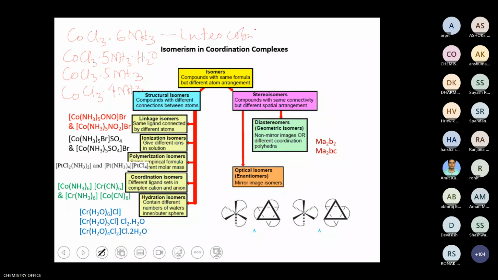luteo-cobaltic, luteo, then rosio, then praseo, okay, and purpureo and violeo. So these 5 complexes he synthesized. The most important chemical identification of these 5 complexes was the treatment with silver nitrate.